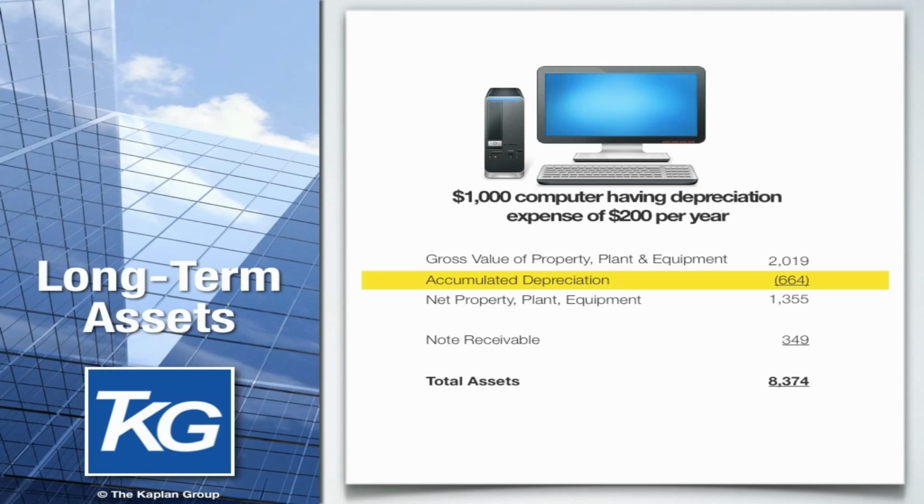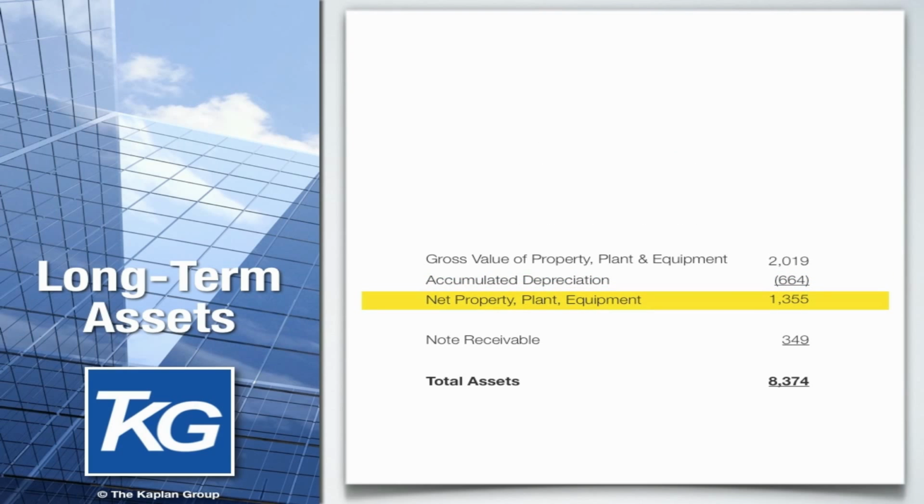And after 3 years of $200 depreciation expense annually, the accumulated depreciation would be $600. The net value of property, plant, and equipment is calculated by subtracting the accumulated depreciation from the gross value.